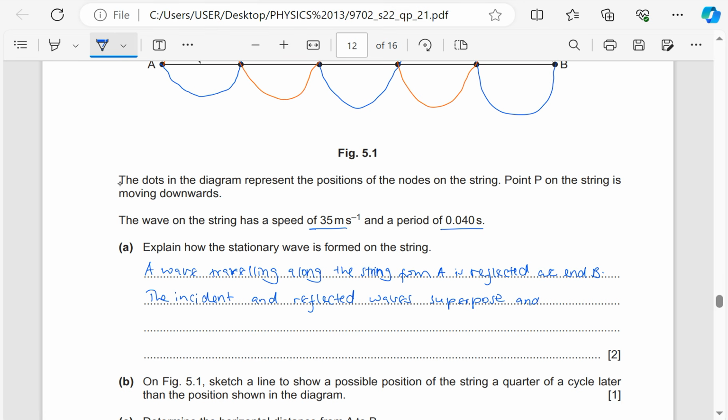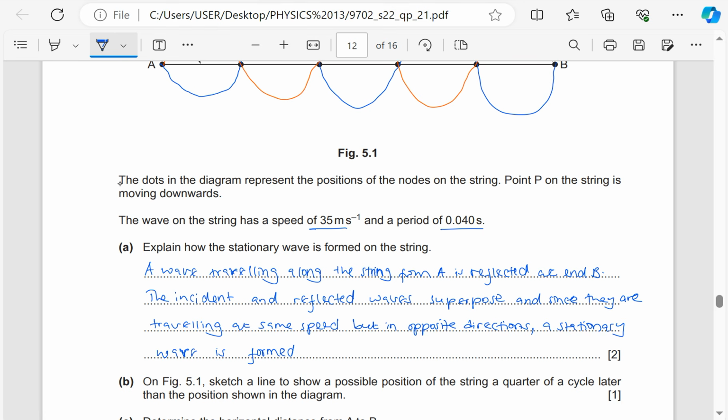Since they are traveling in opposite directions at the same speed, a stationary wave is formed.